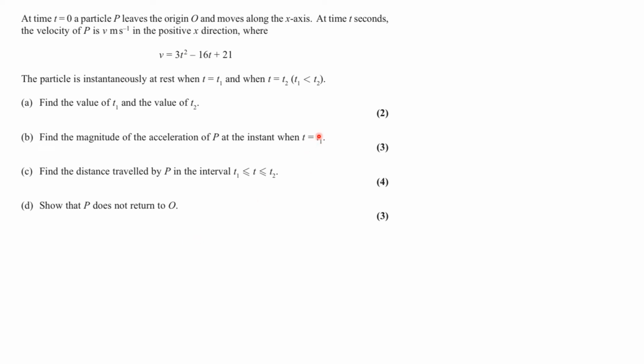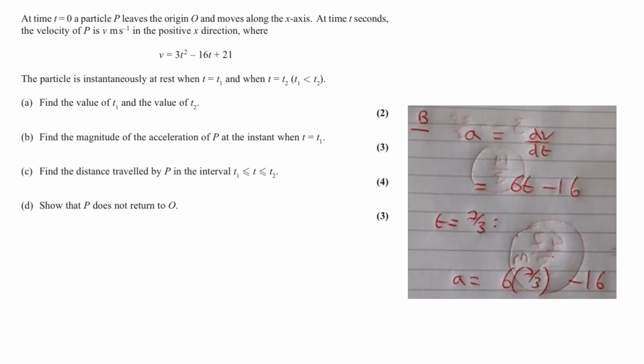But then it wants us to actually find the acceleration at a specific time value, which we found in part A. t1 we found was 7/3. Let's put that in. Okay, so 6t minus 16. Input 7/3 into that. You get 6 times 7/3, which is 14. Minus 16 gives you -2 meters per second squared.